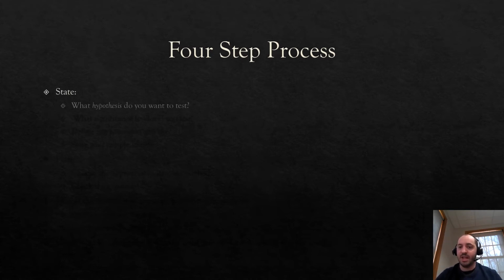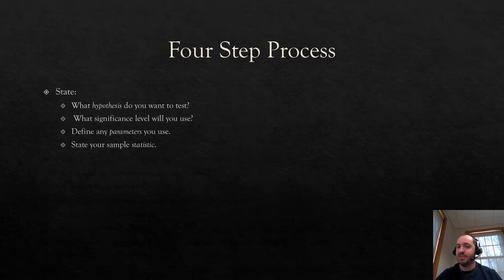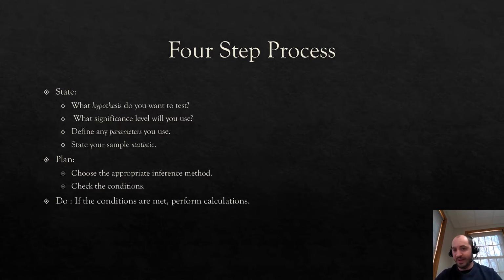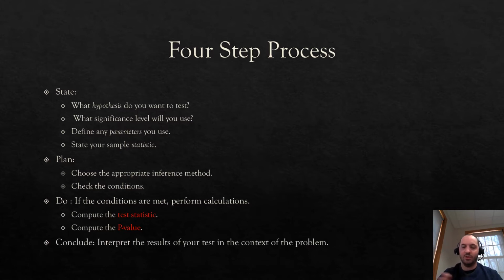So under state, the four things we're going to be looking for are state our hypothesis, the significance level we want, any parameters you're going to use, as well as the sample statistic. In the plan phase, you're going to state what the inference method you're going to use is, as well as check your conditions. The do phase, if the conditions are met, perform your calculations, and then that's going to be your test statistic and your p-value, and then finally in your conclude phase, you're going to interpret your results always within context. So let's jump into an example.